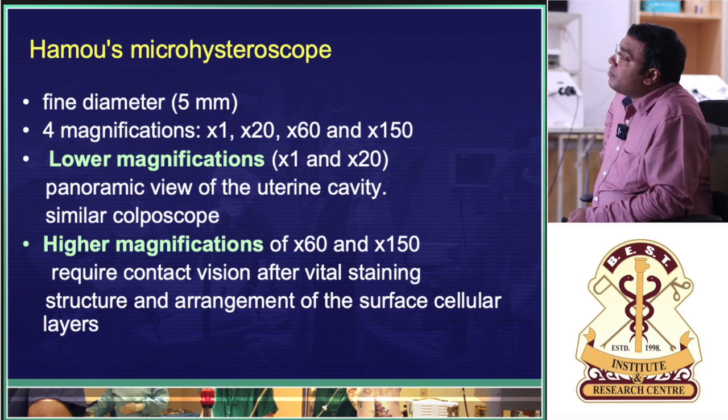Hamou's microscope has a finer diameter, less than 5 millimeters, and magnification can go as high as 150 times. Generally our regular magnification is 1 in 20. When it comes to contact hysteroscopy, where vital staining of structures is done, I told you that one is 150 times magnification, but this is a contact based hysteroscope.